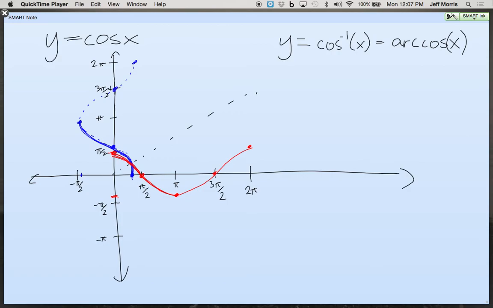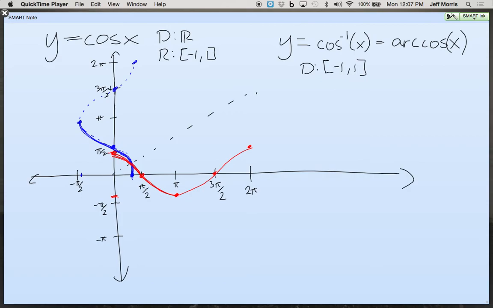So let's go over this. Domain for cosine was what? All real numbers. What was the range? Negative 1 to 1. Come over here. Inverse cosine. What's the domain? Negative 1 to 1, which is the same thing as inverse sine. Inverse sine and inverse cosine have the same domain.